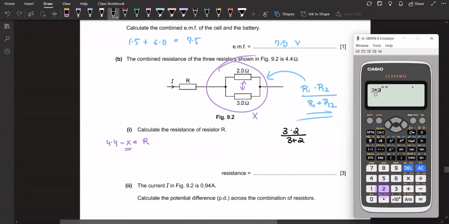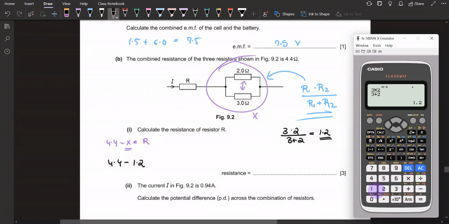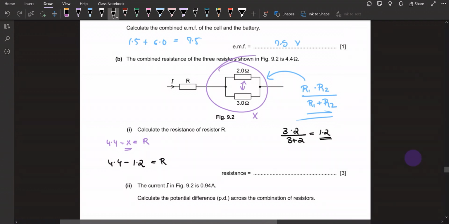3 into 2 divided by 3 plus 2, which is gonna give us 1.2, and this is our value for X. So 4.4 minus X, which is 1.2, is gonna give us our answer as 3.2. So our resistance of R is gonna be 3.2 ohms.